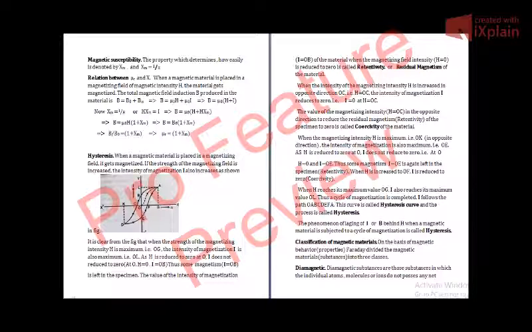So let me tell you what hysteresis is. Hysteresis is a curve between the magnetizing field H and intensity of magnetization. Draw a graph between magnetizing intensity H and intensity of magnetization. What is magnetizing intensity? It is the external magnetic field which can magnetize a substance.